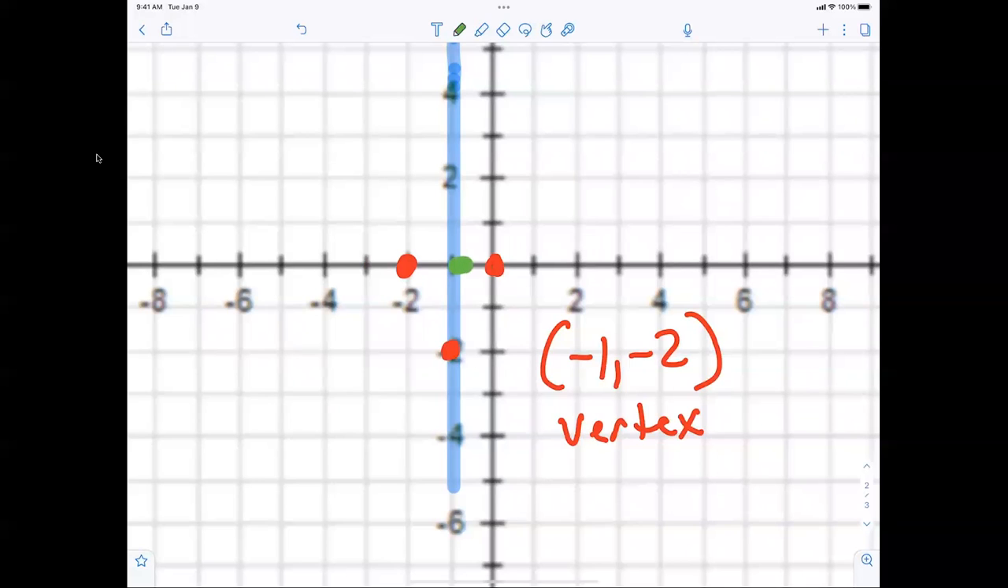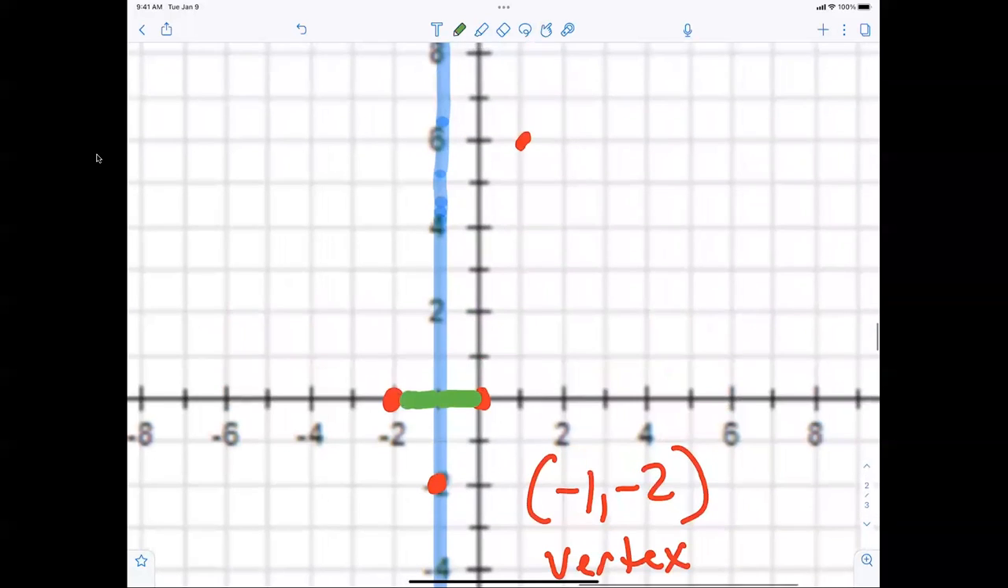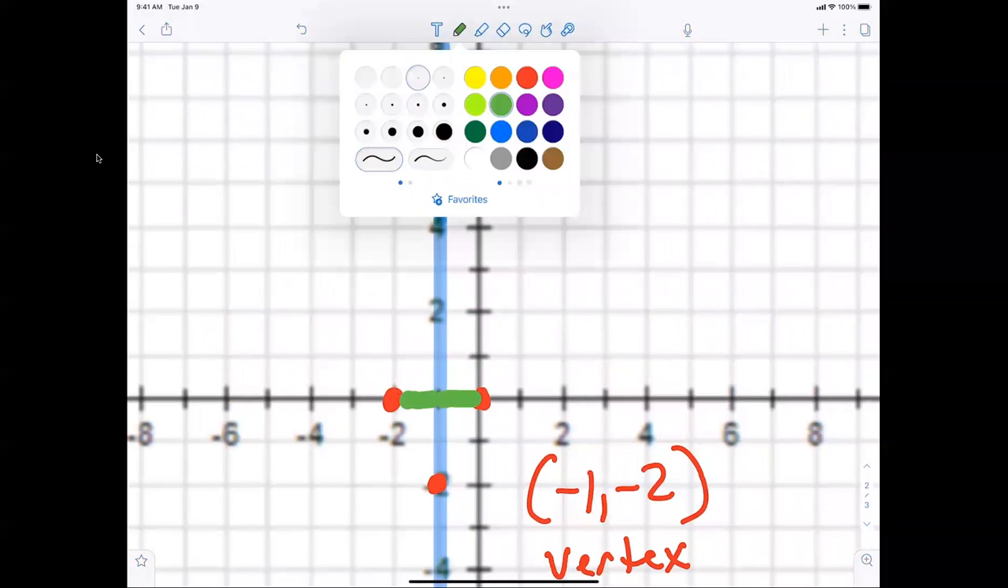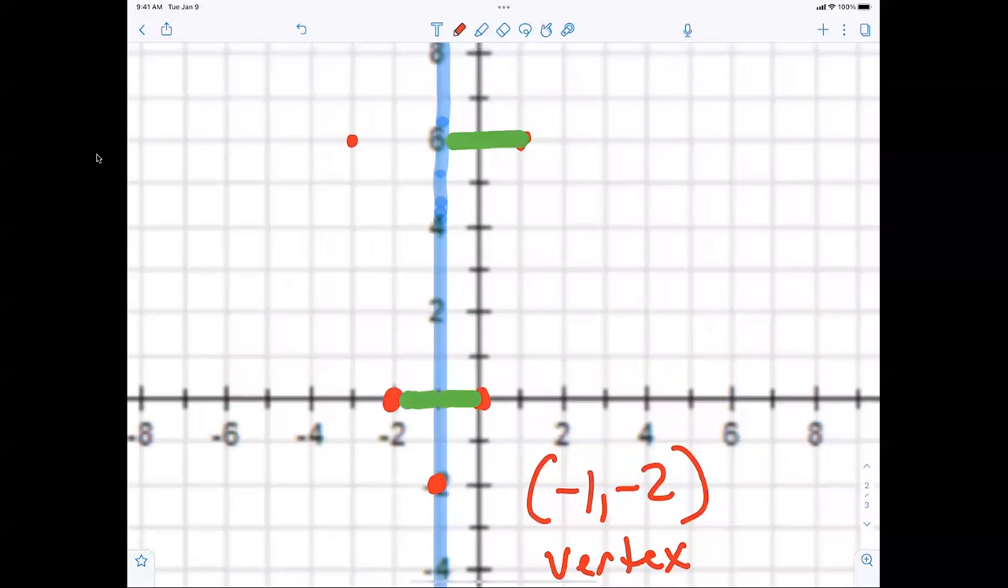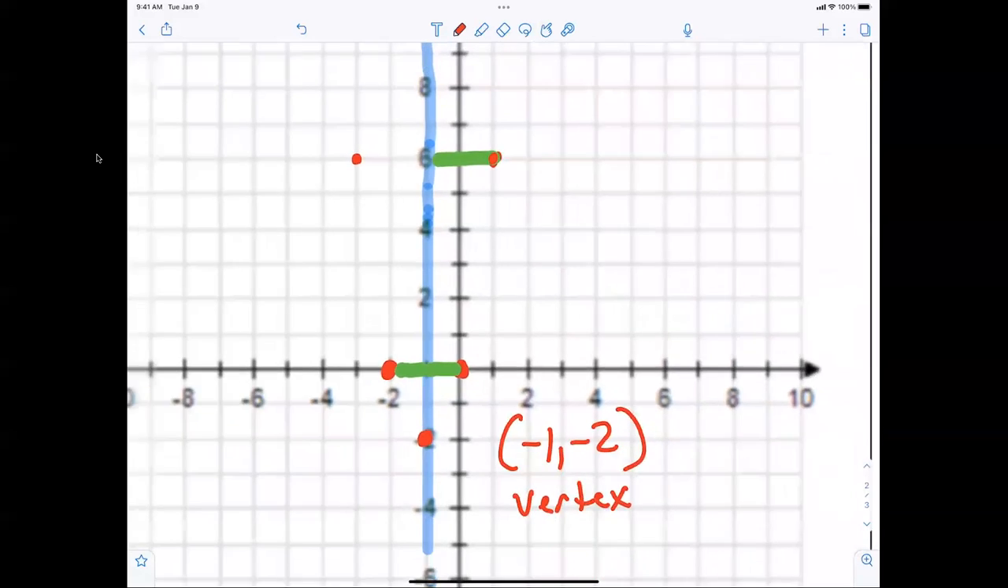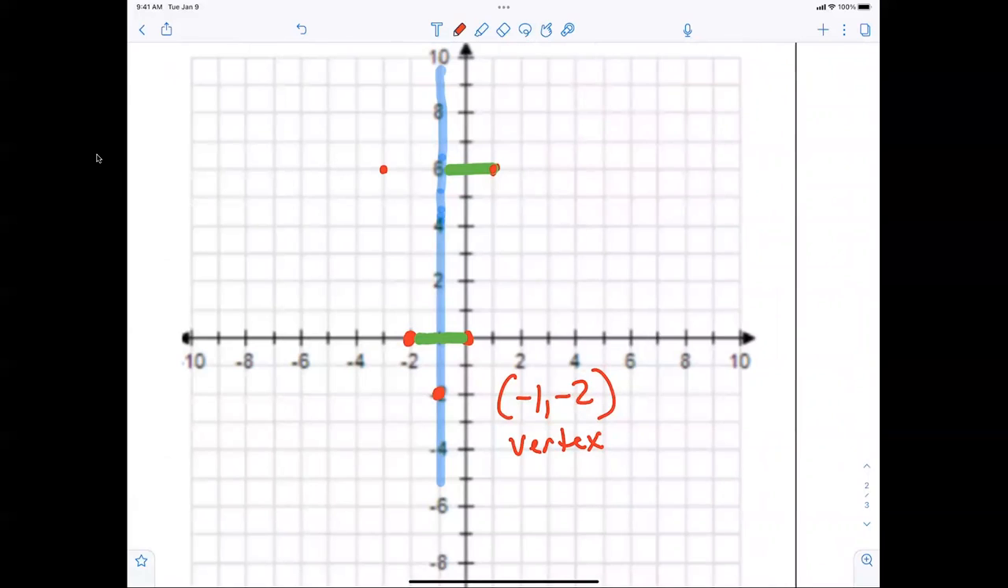This distance to the axis of symmetry is how many units? So there's another point exactly over 1 unit. Up here, this is how far away? 2. So now 2 over. So now 1, 2. There's that dot right there. Is everybody with me on this? All right. So now you can draw the quadratic, also called a parabola. And there's your graph.